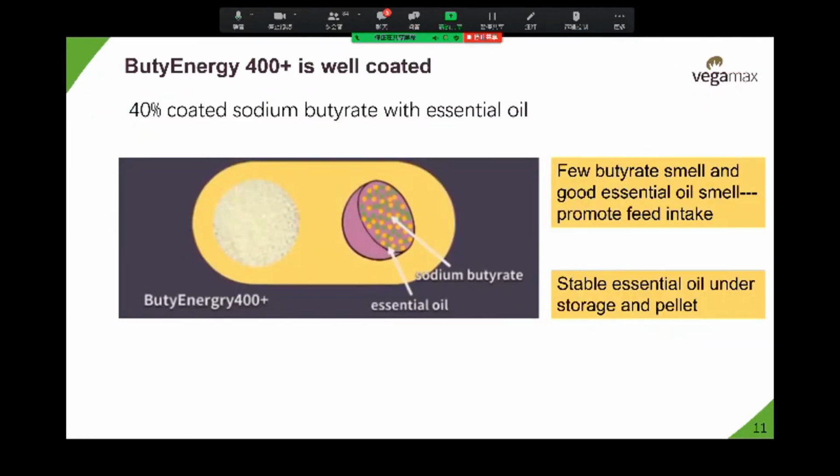Butyl Energy 400 Plus is 40% coated sodium butyrate with 1% thymol and 4% cinnamaldehyde. We use a dedicated microencapsulation technology for the production, which makes the product have no stink smell and makes the essential oil stable, not volatile. Even stored for 2 years or after pelleting, the content still remains more than 95%.